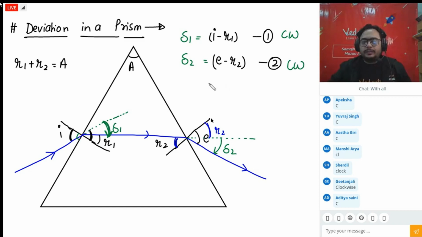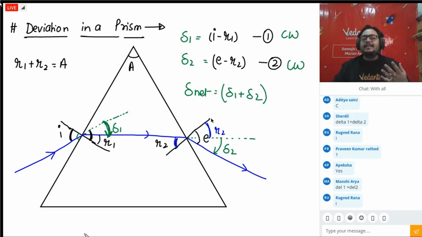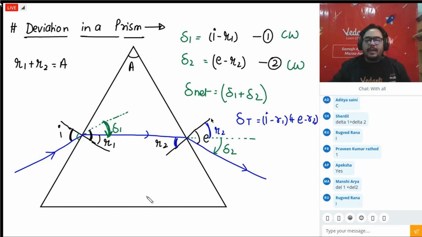Can I say delta net will be delta 1 plus delta 2? Very good, Shirdal. Because they are in the same direction. So what will I write? I will write delta total. It is equal to I minus R1 plus E minus R2. Or I can write delta total is equal to I plus E minus (R1 plus R2).